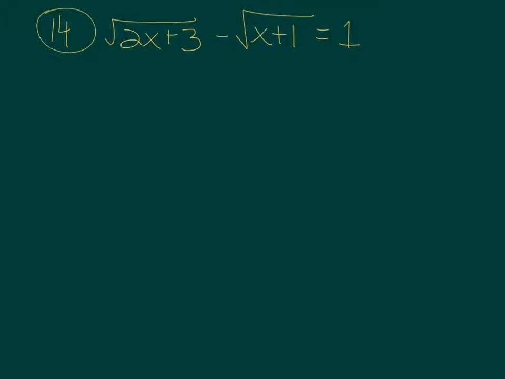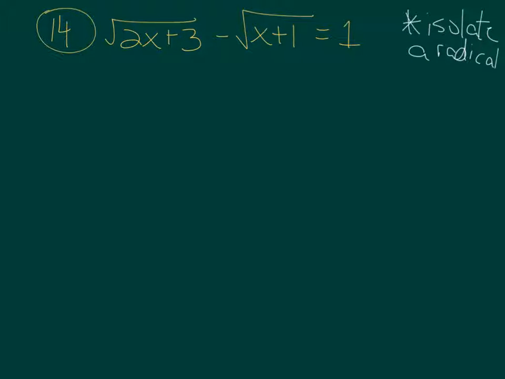Okay, number 14 to me is the worst one on the whole review. This is one of the problems that aren't very fun to do. The issue is you have two radicals, so we've got to get rid of those. We've got to do that by squaring, and we can only get rid of one at a time. So the first thing we need to do is isolate one radical. It doesn't really matter which one. You're going to have to do it twice anyway.